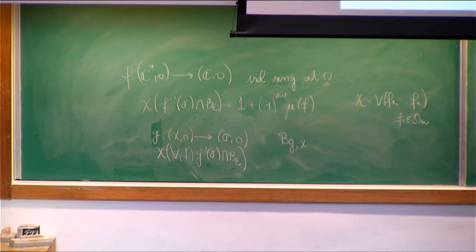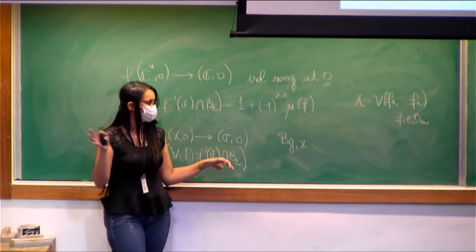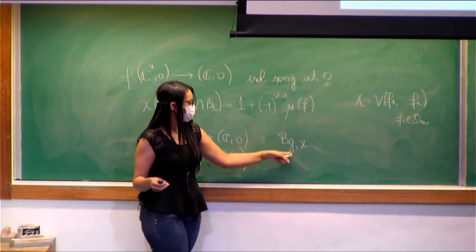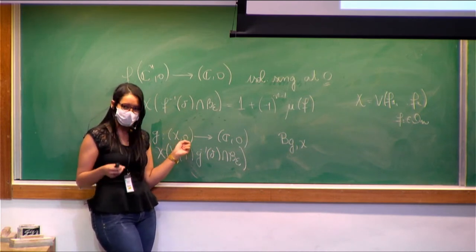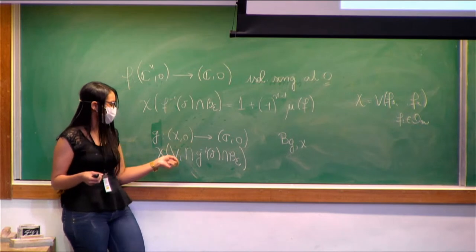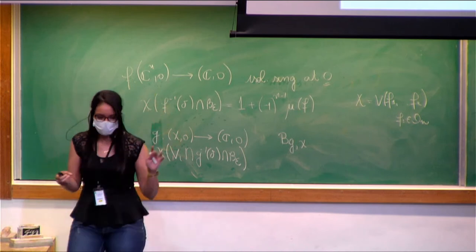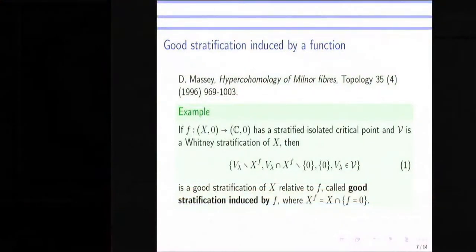But I just wanted to make it clear that if I wanted to follow Nivaldo and Nicola and Massey, and if I have a function with a one-dimensional critical set defined on a singular variety, I should always have a good stratification of the variety with respect to my function. So this type of definition was kind of the first step of my work. Before I show you how I construct such a stratification, I will show you this example given by Massey.